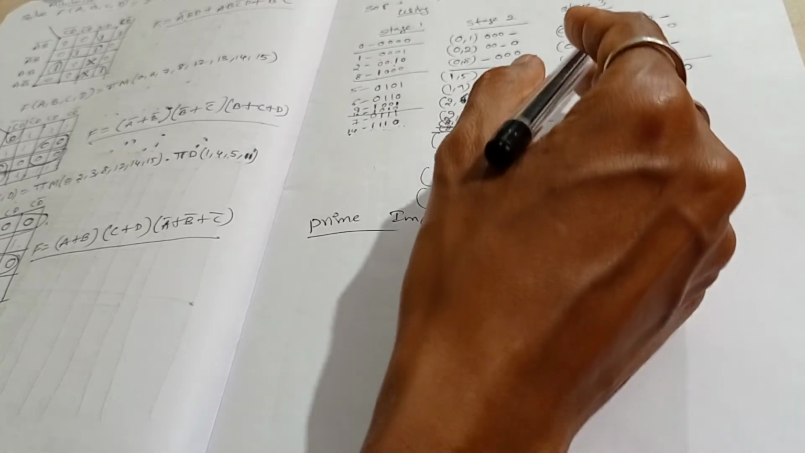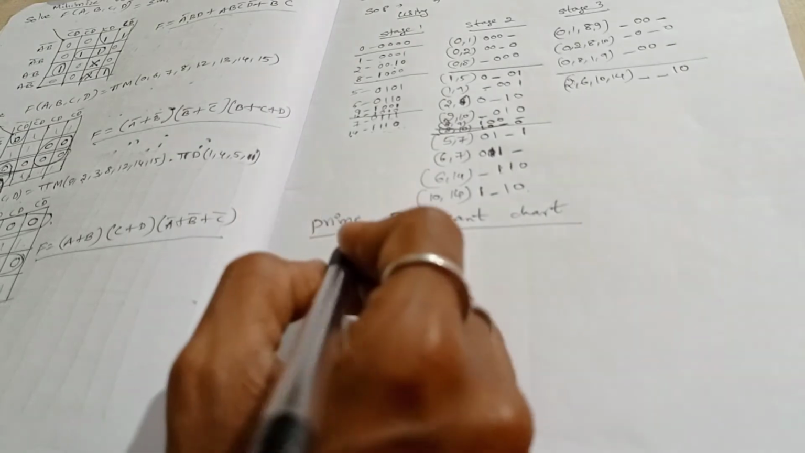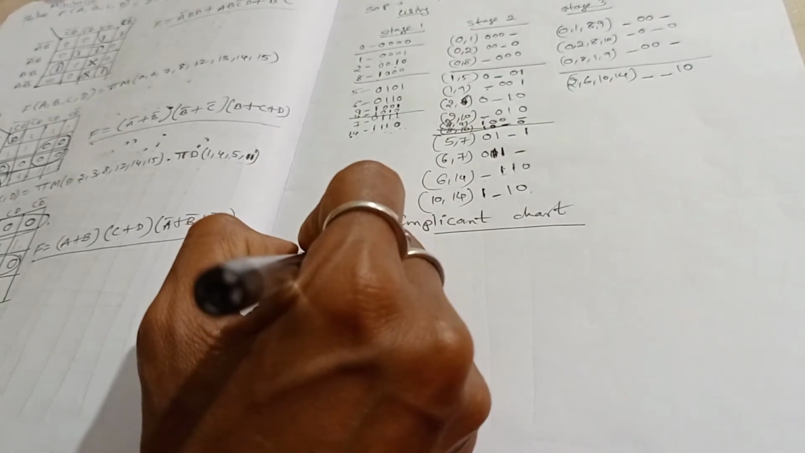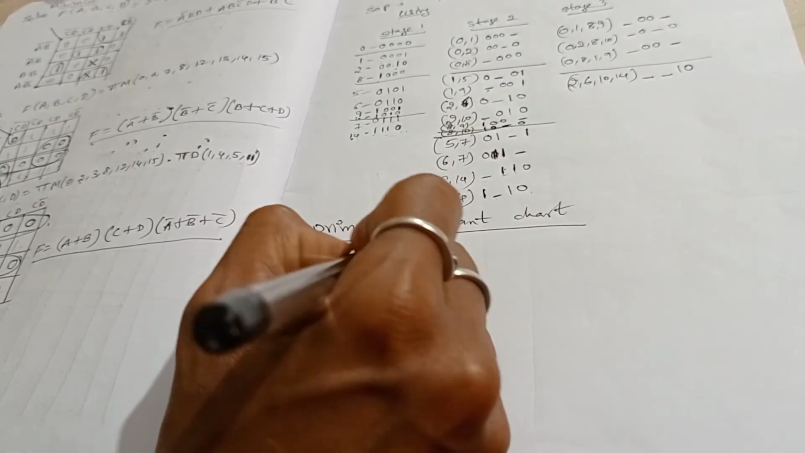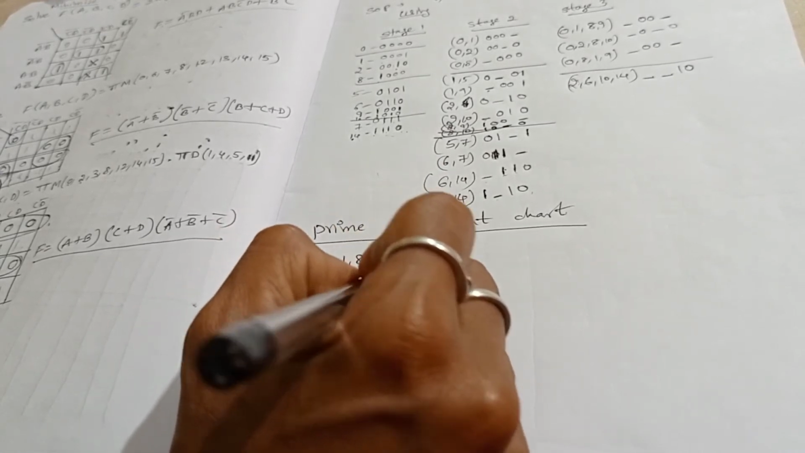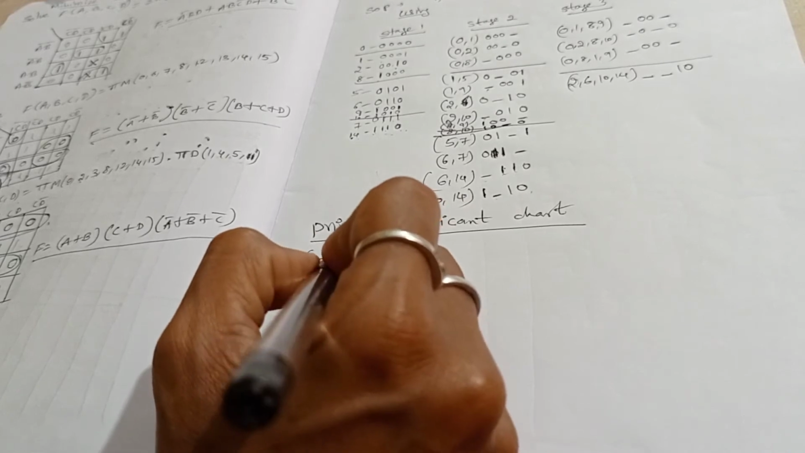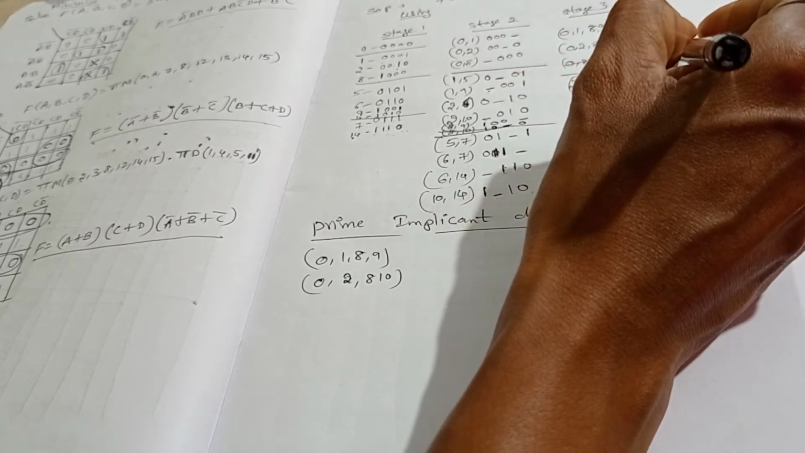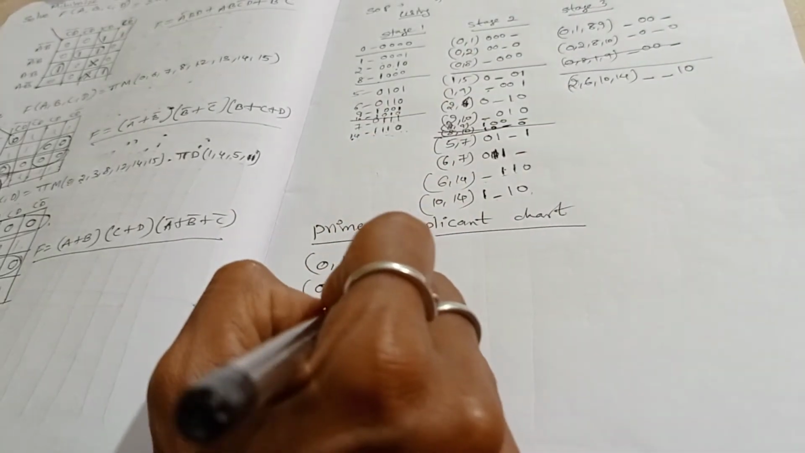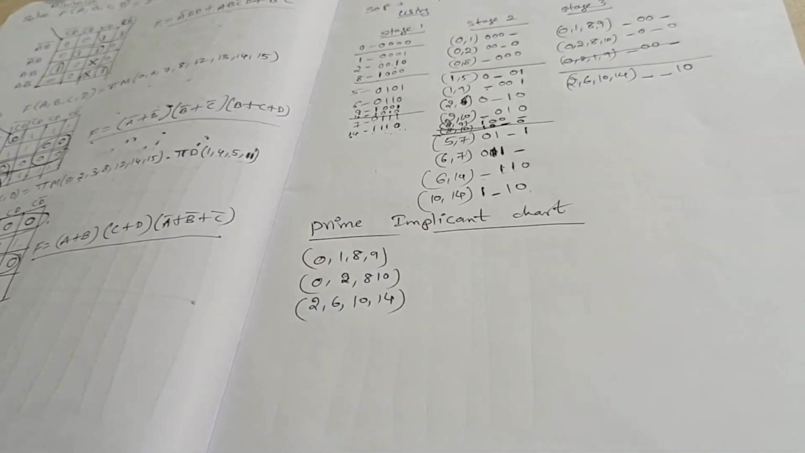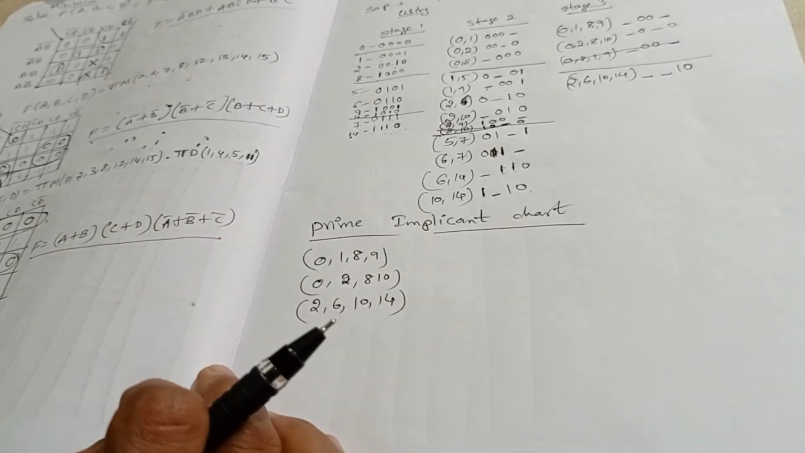So these are all the prime implicants. Now we'll write these prime implicants as rows. See here: 0, 1, 8, 9. Next one is 0, 2, 8, 10. Next one is 0, 8, 1, 9, it is repeated, so no need to write again. Now 2, 6, 10, 14. These are the prime implicants, so we have written them row-wise.